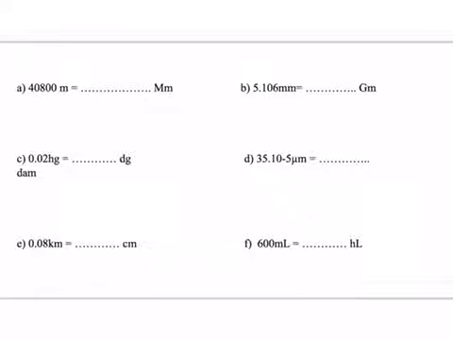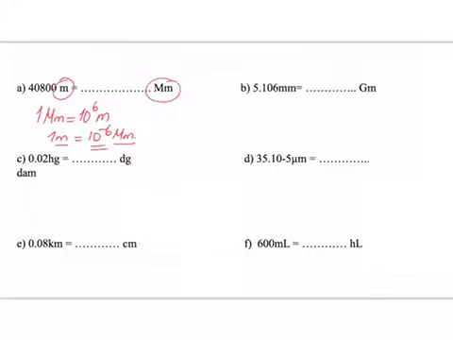Let's do an example. 40,800 meters is equal to how many megameters? We know that 1 megameter is equal to 10 to the 6 meters, and 1 meter is equal to 10 to the -6 megameter. Now I'm converting meter into megameter, so I'm going to use the value 10 to the -6. So it's equal to 40,800 times 10 to the -6, which in simplest form is 408 times 10 to the -4 megameters.